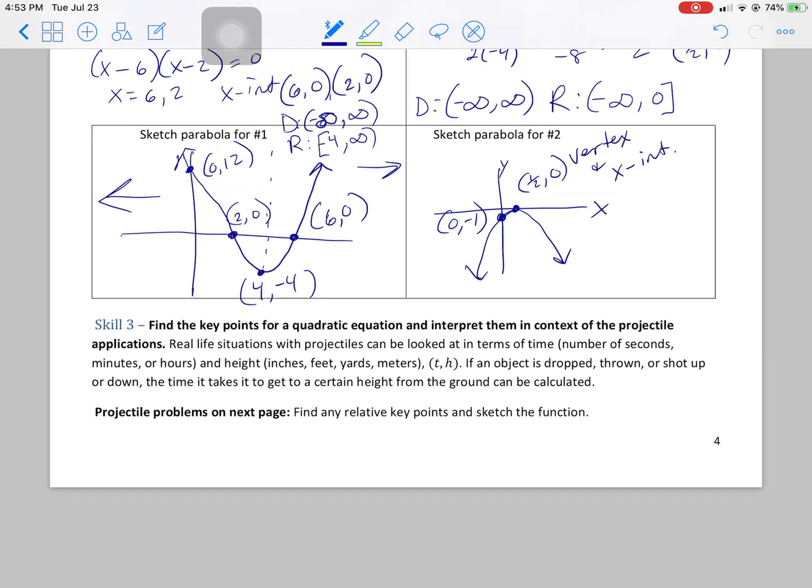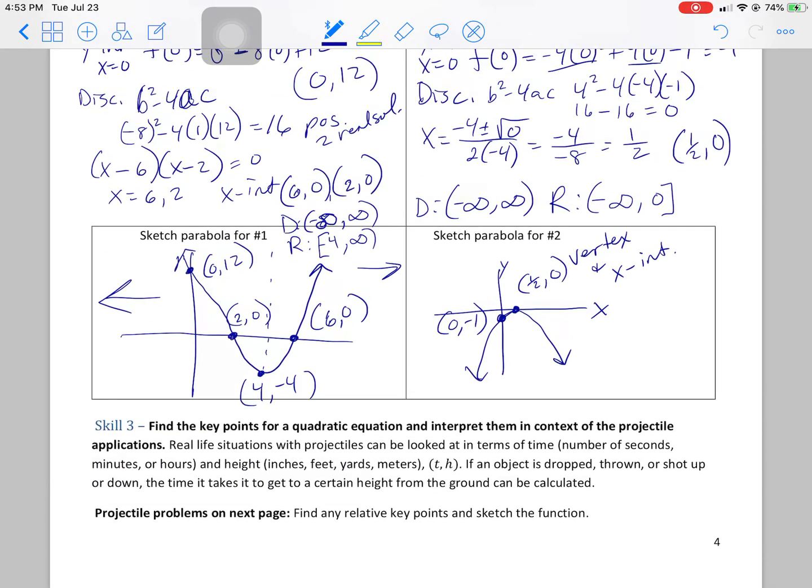All right. So after this, we're going to talk about the key points. These are the vertex, the y-intercept, and the x-intercept. So we're going to talk about these key points for quadratic equations having to do with projectile applications. Real-life situations with projectiles can be looked at in terms of time, number of seconds, minutes, or hours, and height. So time and height, typically. The height's in inches, feet, yards, or meters. Try to use your units as you talk about these things.